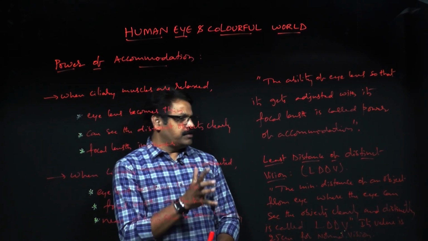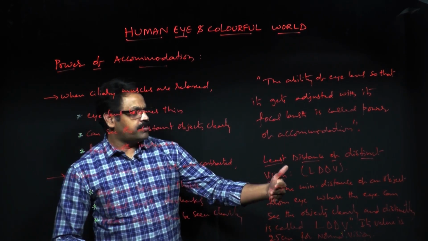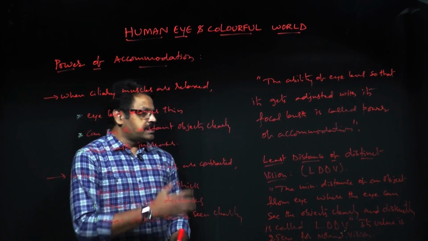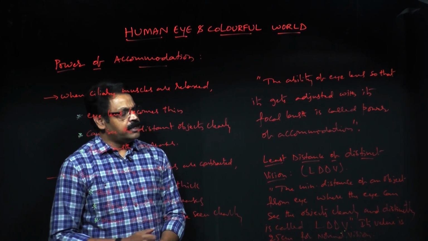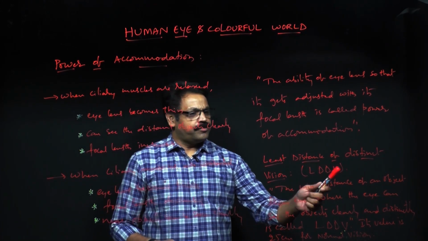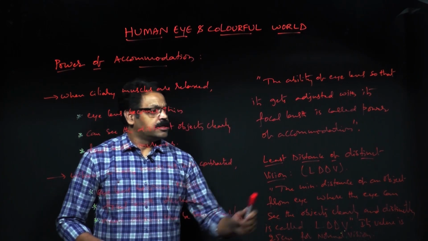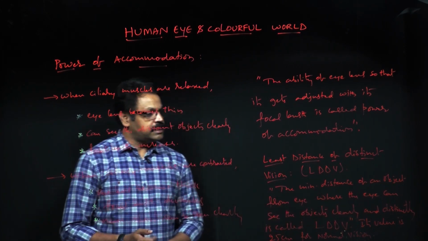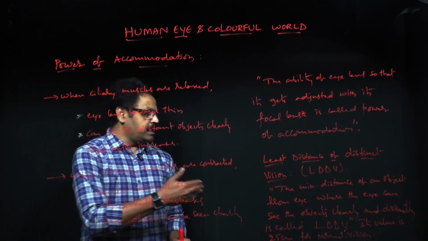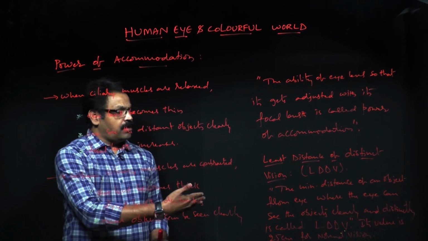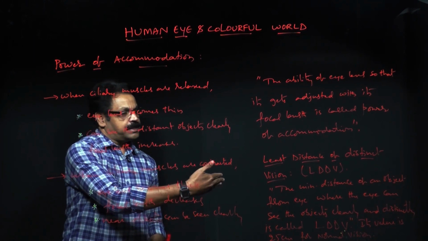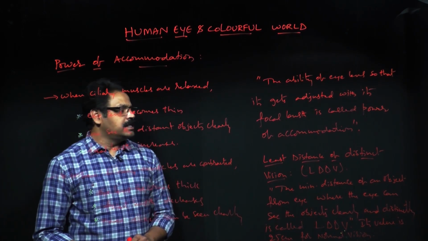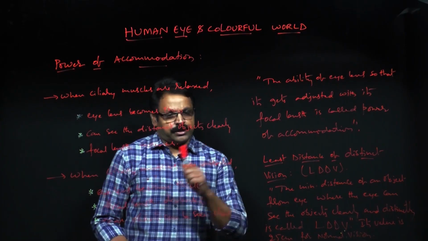That means for normal vision, if anything is kept near the eye at 25 centimeters, it can see it clearly. Such a distance is called the least distance of distinct vision. Here you can define the least distance of distinct vision as the minimum distance of an object from the eye where the eye can see the objects clearly. That means without strain, you can see the objects clearly if they are kept at a distance of 25 centimeters, and that 25 centimeters is called the least distance of distinct vision.